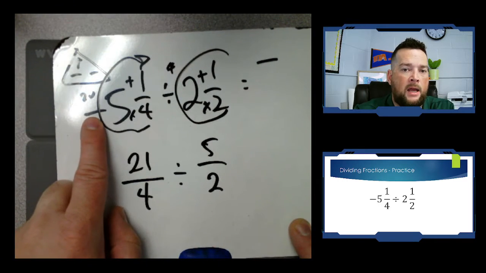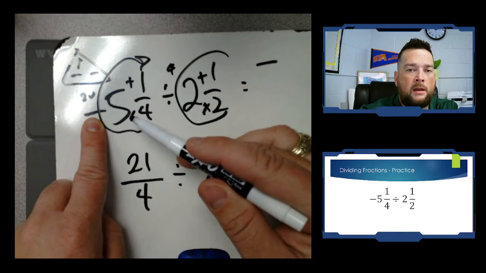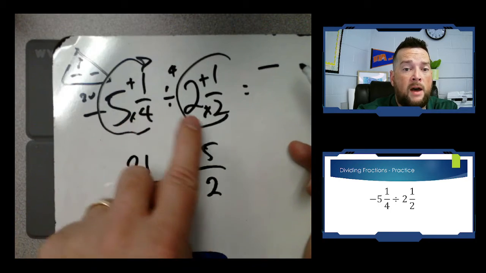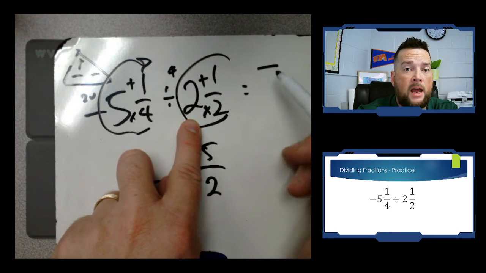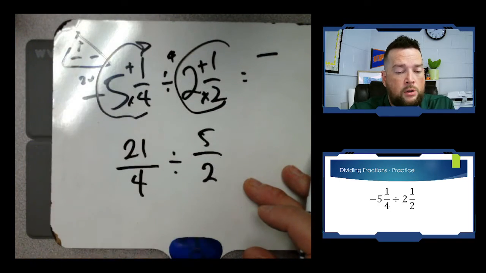And I haven't forgotten about my negative. I'm just not worrying about it right now because I already addressed it at the very beginning. This negative number divided by this positive number is going to have a negative quotient. All right, so we converted the mixed numbers now into improper fractions.